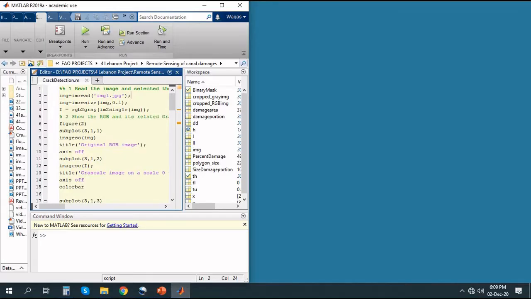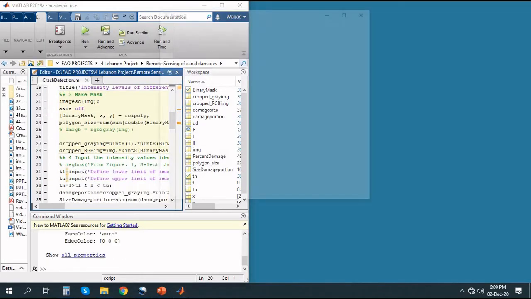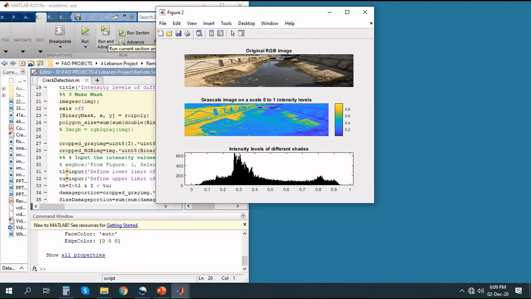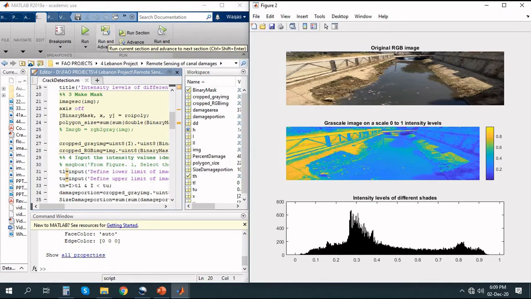So when we start the analysis, it lets us compare the RGB image with the calibrated grayscale image and the frequency diagram of calibrated image intensity. From this comparison, we will try to identify two things. First, the threshold intensity levels of damaged and undamaged portions of the image, and second, a polygon to enclose the potentially damaged portion of the lining.